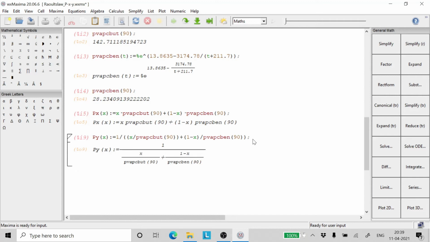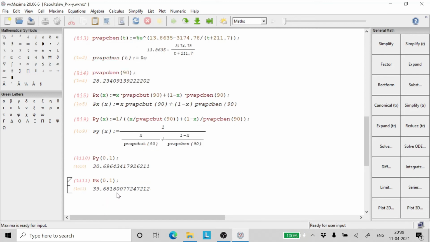Let's test this equation. At a mole fraction of 0.1, we get 30.6964. And if we test the equation for Px at 0.1, we get 39.6818. Well, the equation seems fine, and now let's go ahead and draw the plot.